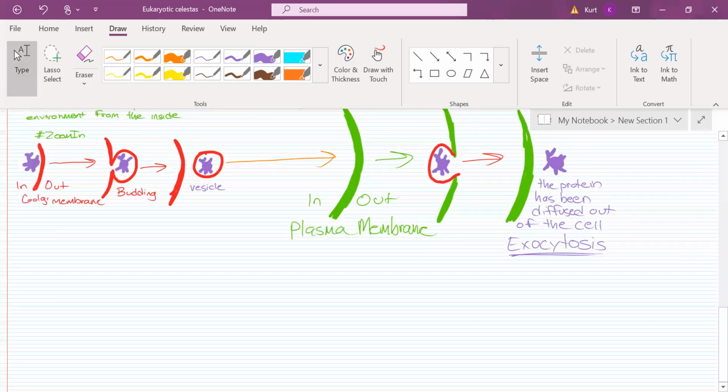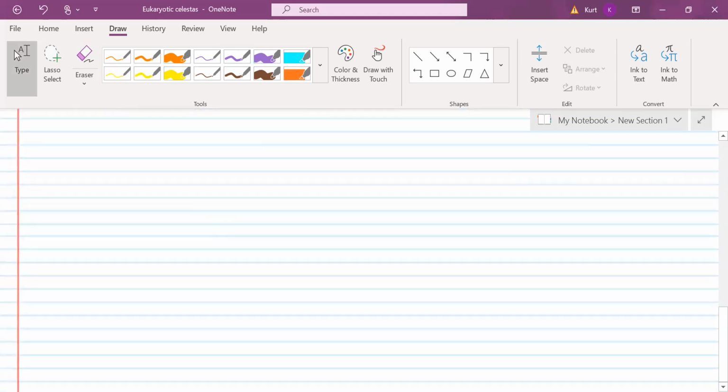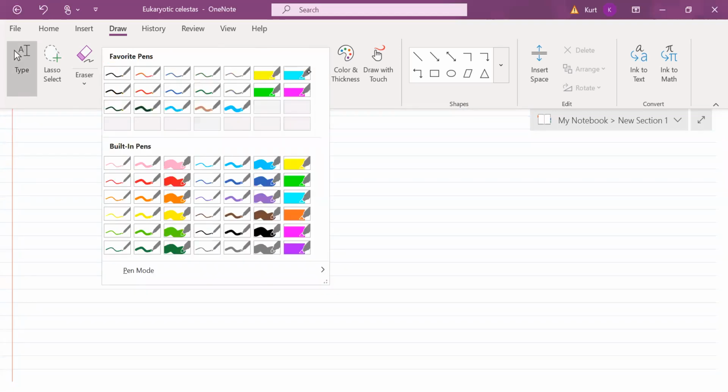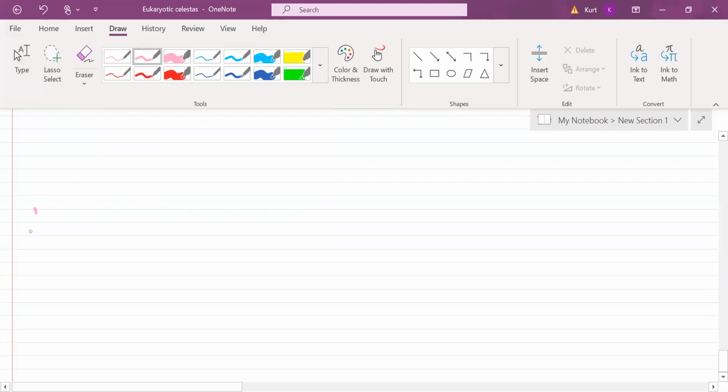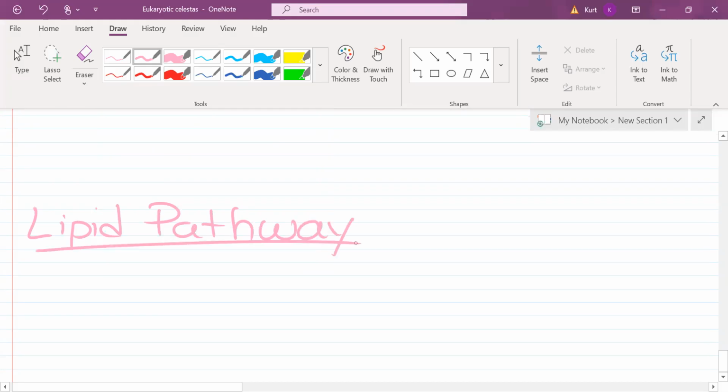Okay, everybody, let's keep this thing going. The next pathway is going to be significantly shorter. This is going to be called the lipid pathway. The lipid pathway is basically made up of the smooth ER. What does the smooth ER lack that the rough ER has? Ribosomes. It's not bumpy anymore.